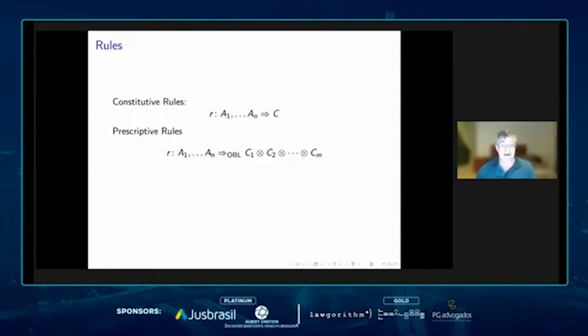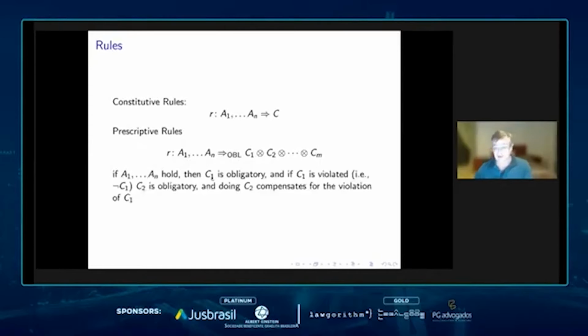So if A1 to AN are the case, so if they are all true in a particular case, we are allowed to conclude that C1 is obligatory. Plus, since we might have a longer expression with the compensations, we can apply those operators and so on. Now, in this case, if A1 to AN hold, then C1 is obligatory. And if it is violated, so if we have not C1, then C2 is obligatory and it compensates for the violation of C1, etc. And we can repeat for all of them. Okay, so this is a very basic definition of the defeasible logic, of the Deontic defeasible logic.